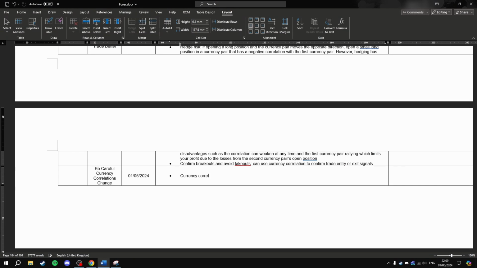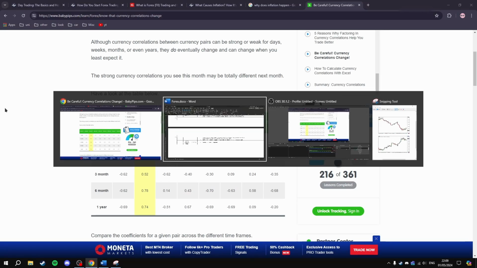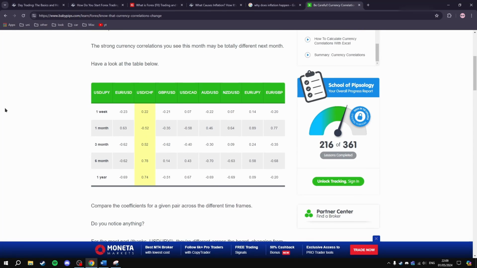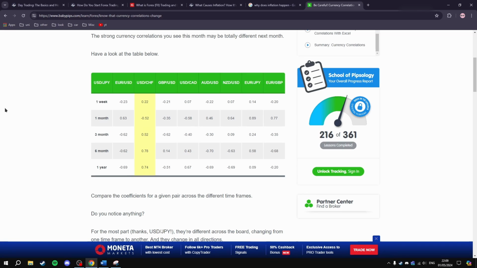Currency correlations can change and they do eventually change when you least expect it. The strong currency correlations you see this month may be totally different next month. Have a look at the table below.